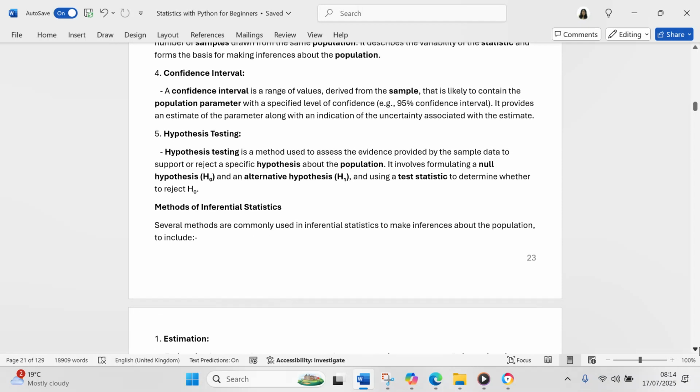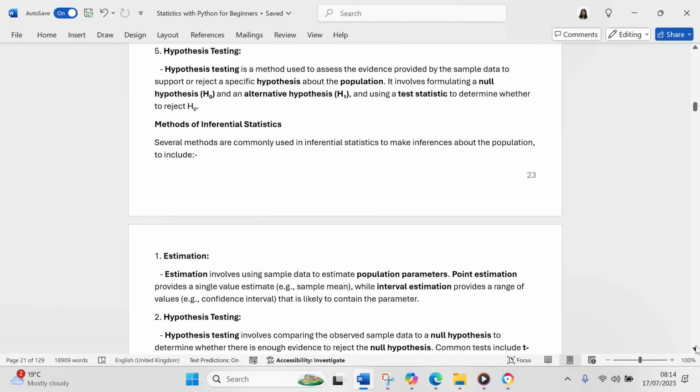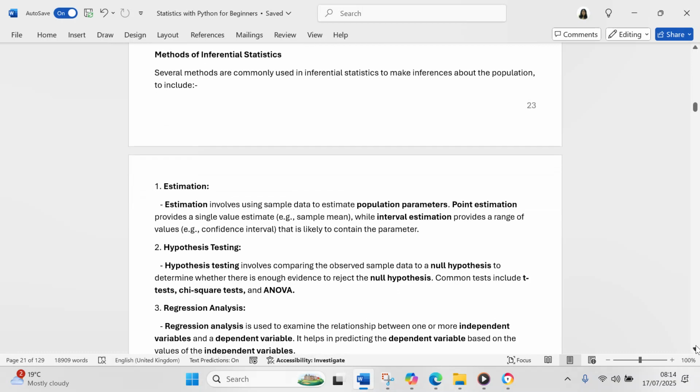So we've got methods of inferential statistics. Several methods are commonly used in inferential statistics to make inferences about the population, to include estimation. Estimation involves using sample data to estimate population parameters. Point estimation provides a single value estimate, the sample mean, while interval estimation provides a range of values, a confidence interval, that is likely to contain the parameter.